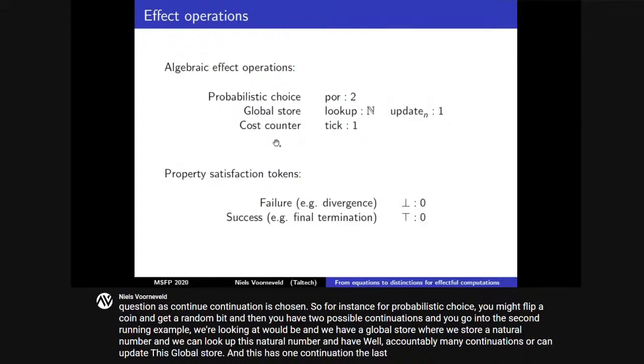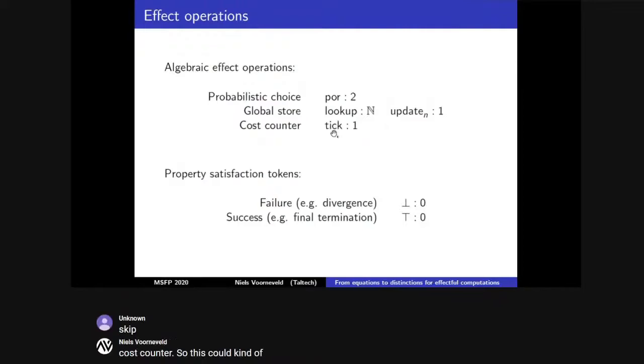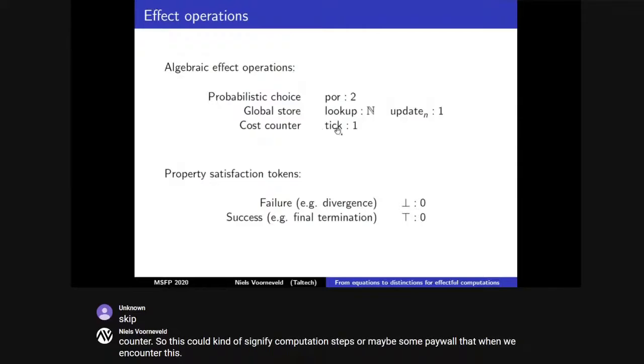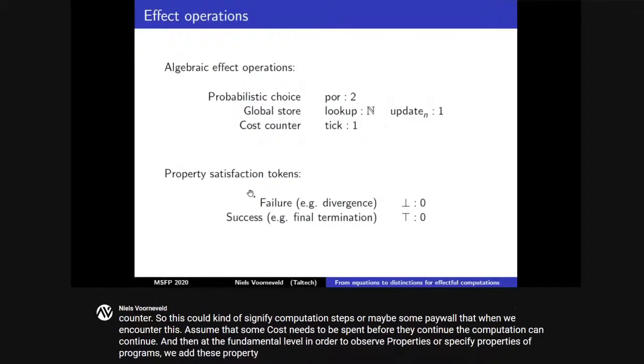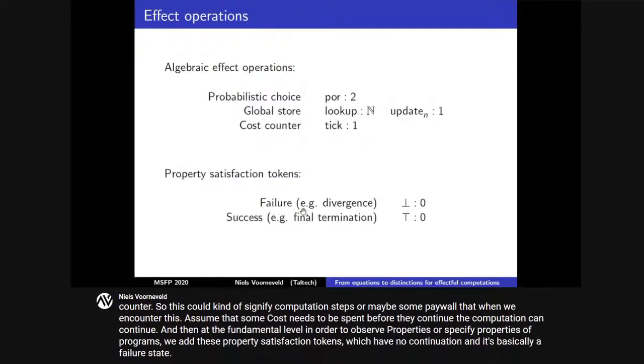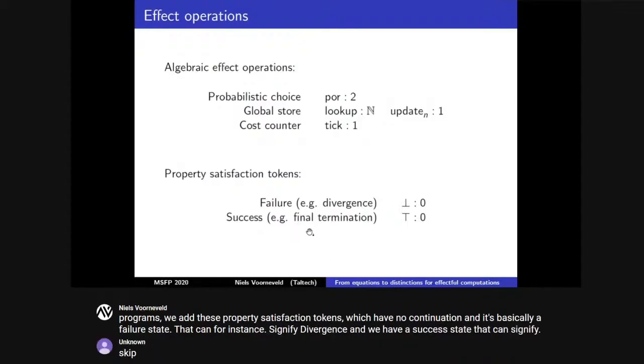The last running example is that we add a cost counter. This could signify computation steps, or maybe some paywall, so that when we encounter it, we assume that some cost needs to be spent before the computation can continue. Then, at the fundamental level, in order to observe or specify properties of programs, we add these property satisfaction tokens, which have no continuation. There is a failure state that can, for instance, signify divergence, and a success state that can signify final termination.